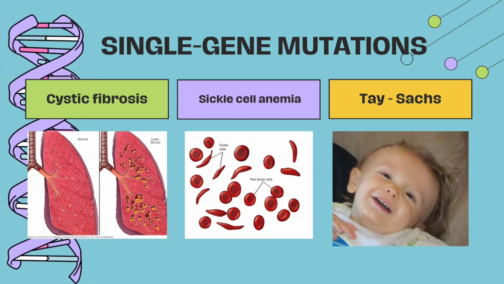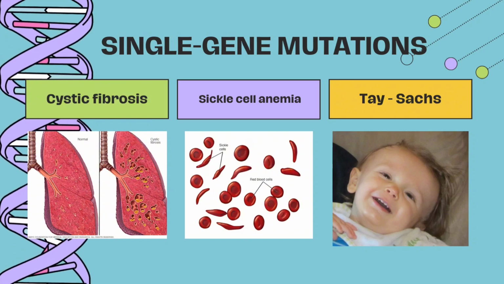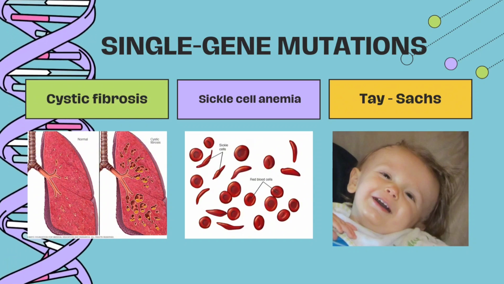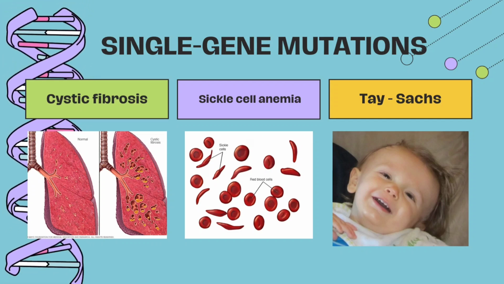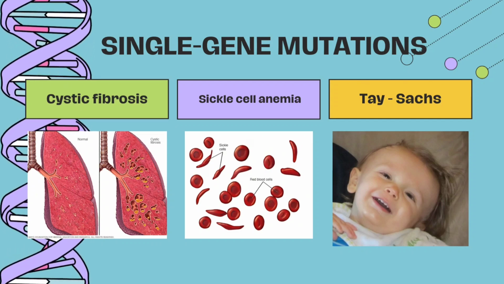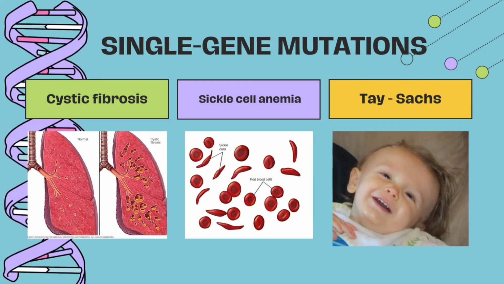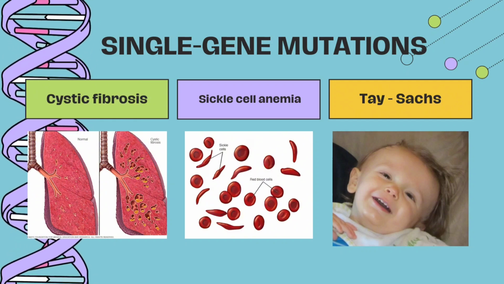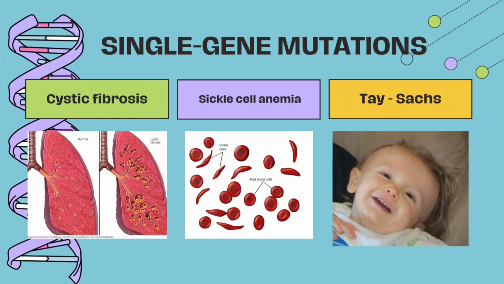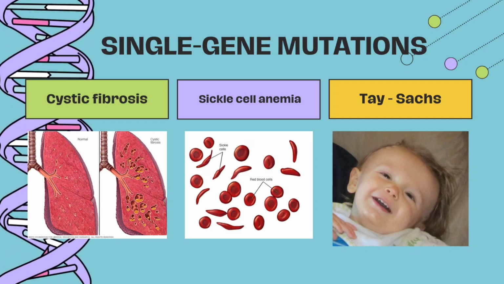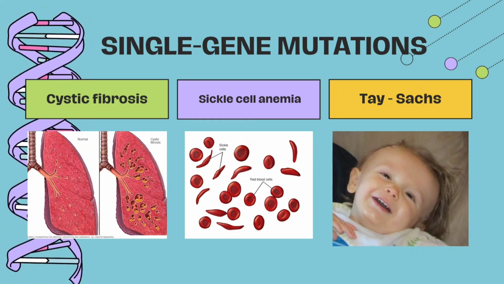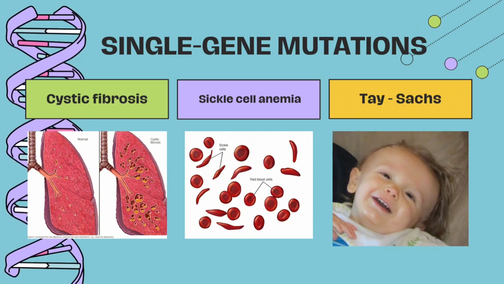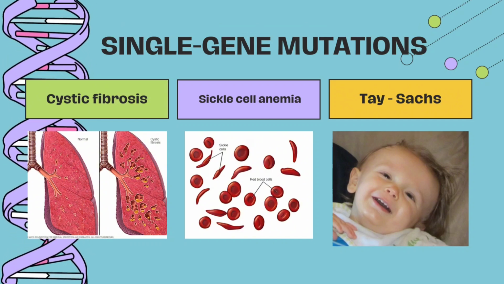Next is Tay-Sachs disease. Tay-Sachs occurs due to a mutation in the HEXA gene, where the body is unable to produce an enzyme that breaks down fatty substances, resulting in nerve cell damage. This disorder is inherited in an autosomal recessive pattern, causing progressive neurological deterioration, and is often fatal in early childhood. The disease is inherited in an autosomal recessive pattern, meaning both parents must carry one faulty gene.